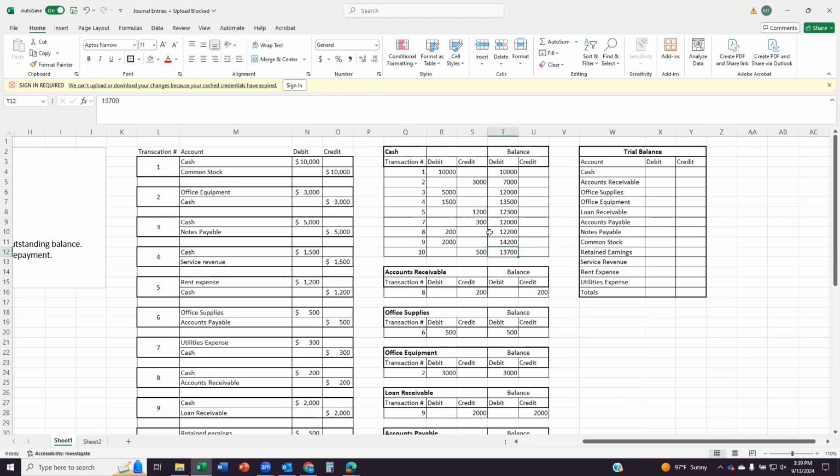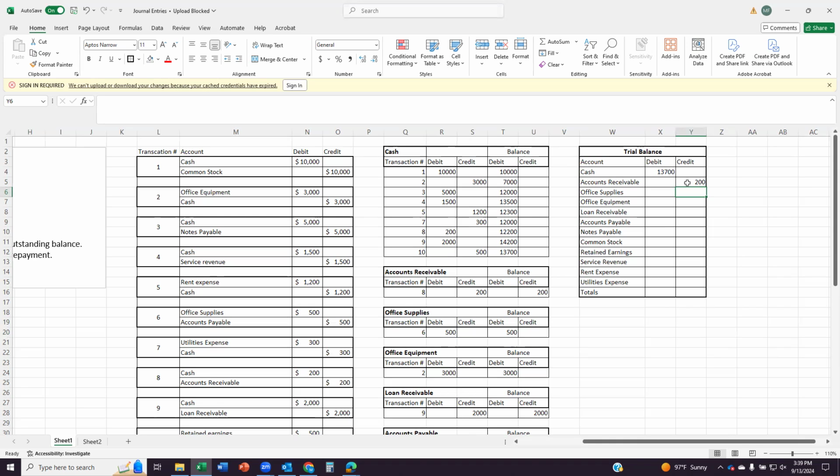So my cash account has a debit balance of 13,700. So I'm just going to enter that in the trial balance. Accounts receivable has a credit balance of 200. I think I mentioned this in the previous videos. It would be weird. Typically, we would expect to see accounts receivable with a debit balance, but in this case, we have a credit balance. And so that's what we're going to record here.